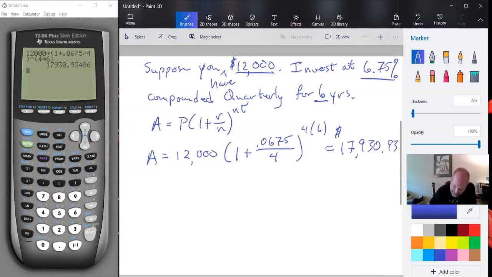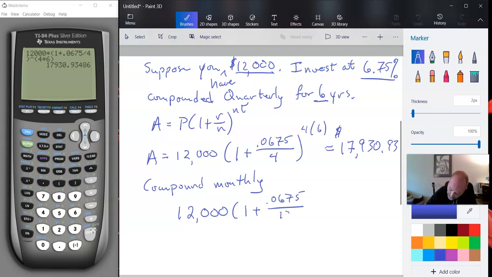Now, let's see how it changes if we compound monthly. Right? Everything's almost the same. The only difference is we're changing what N is. Okay, so let's see how it changes. So if we compound monthly, it would be 12,000 times 1 plus 0.0675 divided by 12 this time, because it's once a month, raised to the 12 times 6. So we just changed the N's from 4s to 12s. That's all we did. So let's plug it in and see what happens.